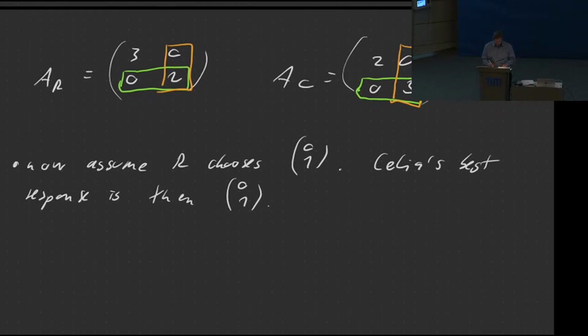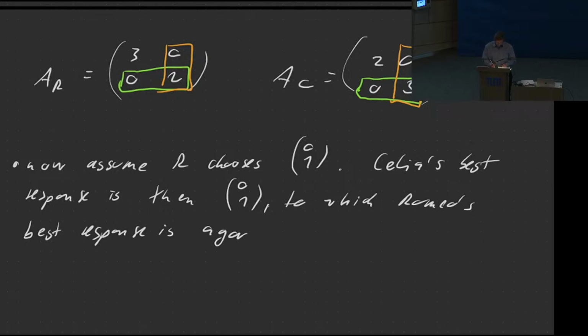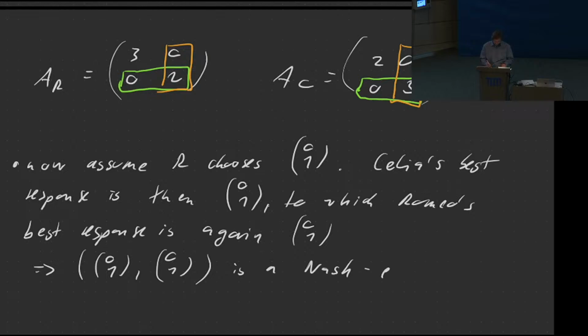So Celia's best response is 0, 1, to which Romeo's best response is again 0, 1. And again, that means this pair of strategies are best responses to each other. So that's a Nash equilibrium. Okay, so in this game we have 2 Nash equilibria in pure strategies. One is here, both go to the baseball game. One is here, both go to the concert.